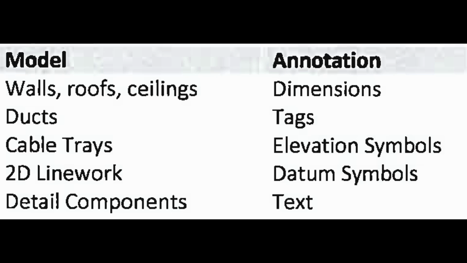Model versus annotation families. Families fall into two broad categories: model families, physical components like ducts, cable trays, walls, and equipment; and annotation families: dimensions, tags, symbols, and text. It's not simply a 3D versus 2D distinction. Model families represent real objects. Annotation families describe or label those objects.